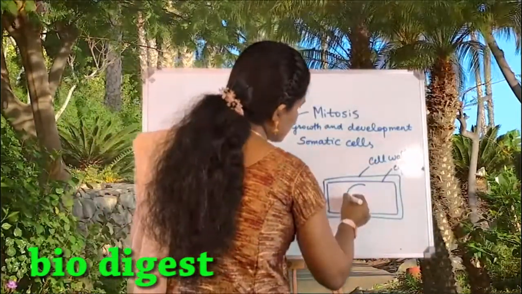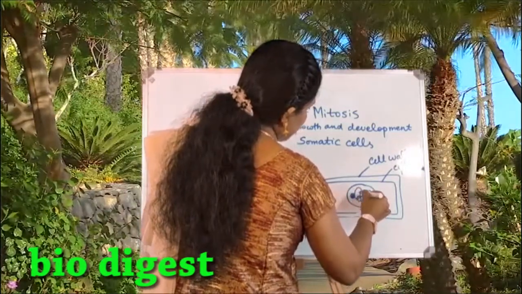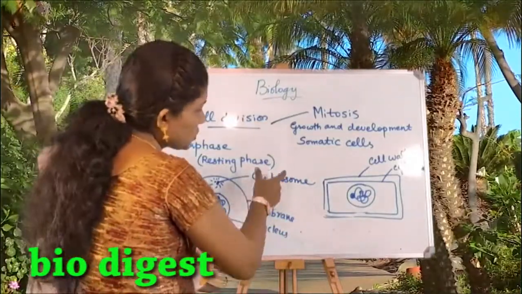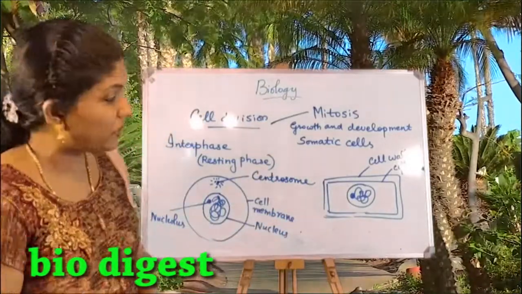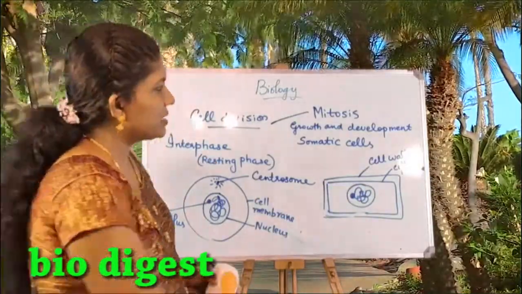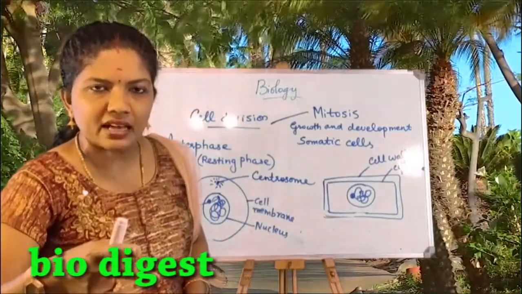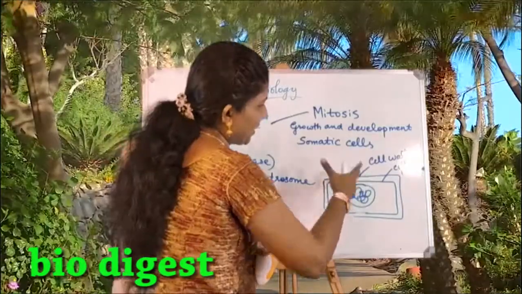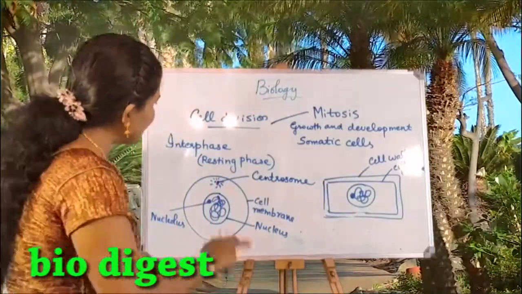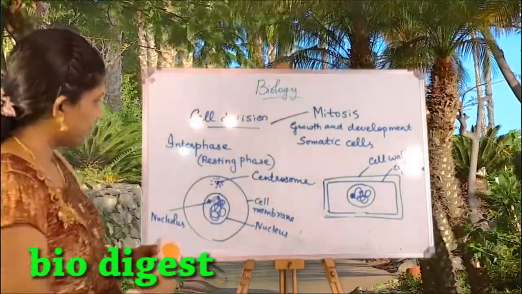Then the nucleus of course will be there, with the nucleolus and chromatin threads. Another thing is that the centrosome containing centrioles will be absent in the case of a plant cell, and the cell wall will be present. If these two things are there, you can identify the particular cell as a plant cell. So that is about interphase, the resting phase of the cell.